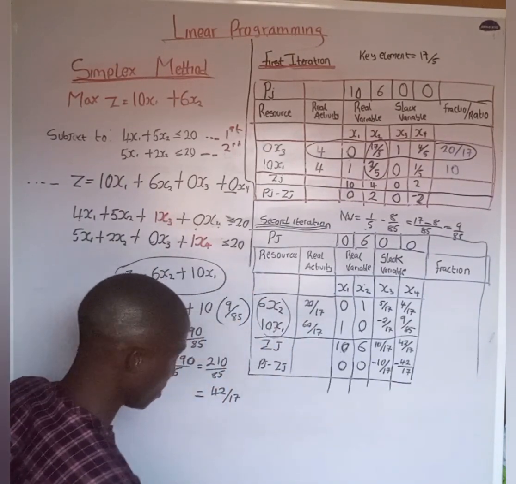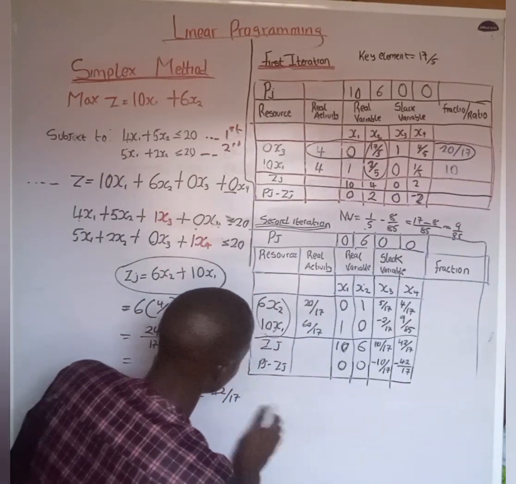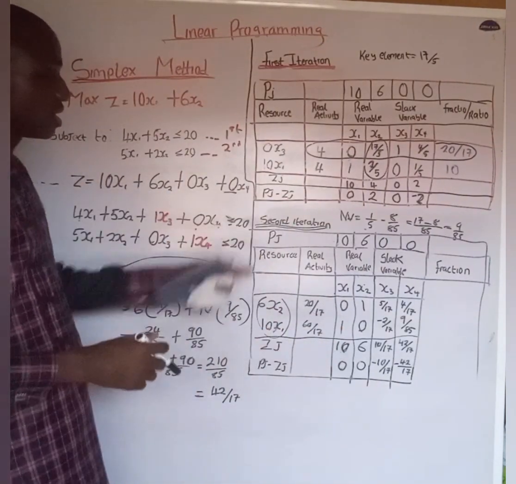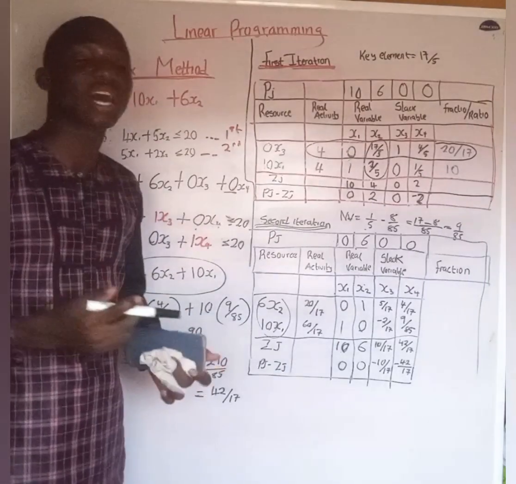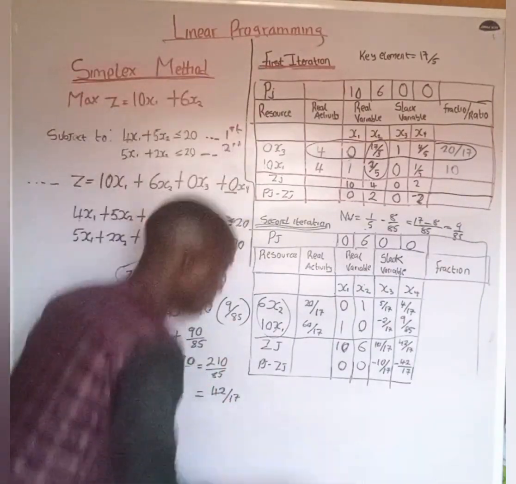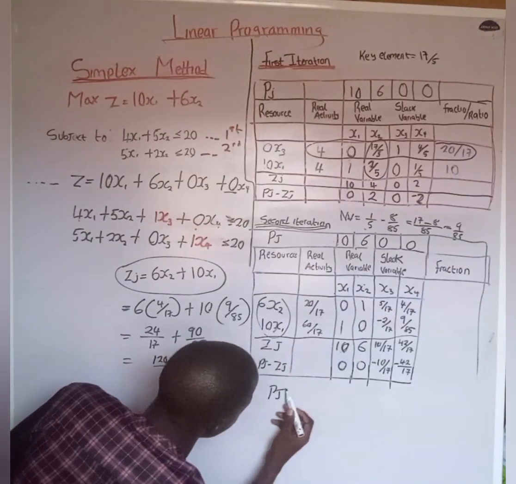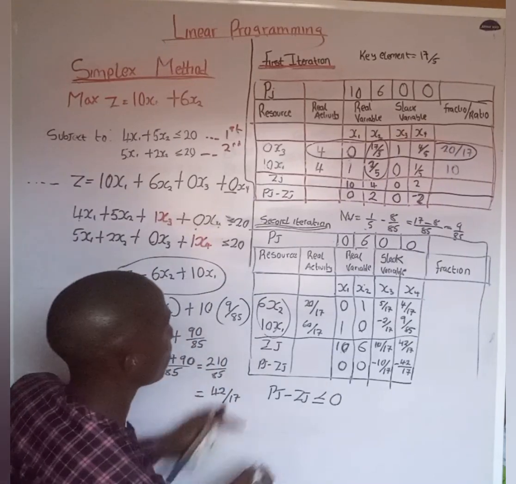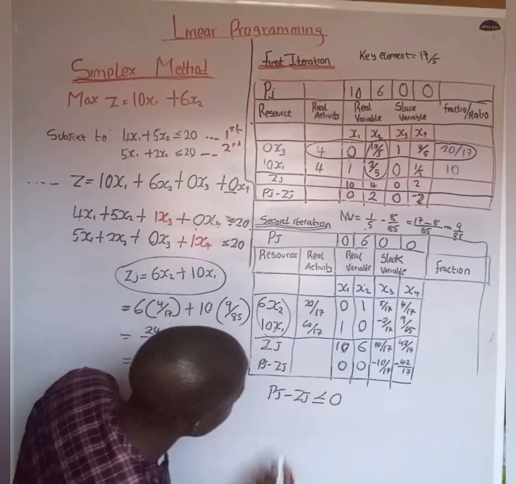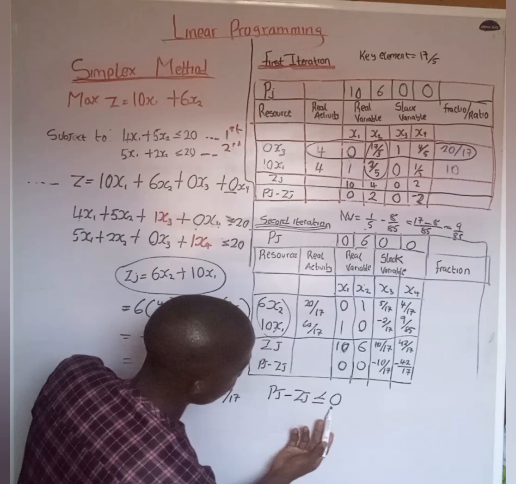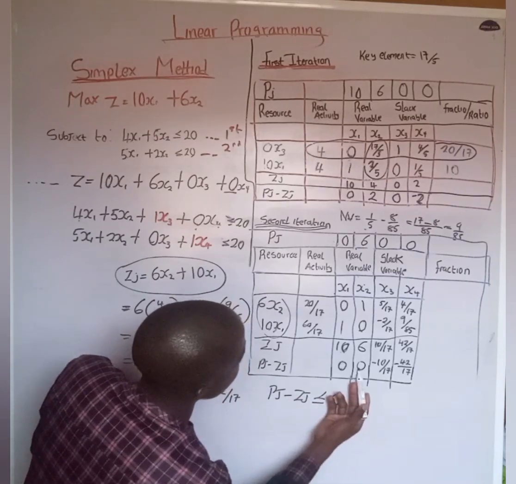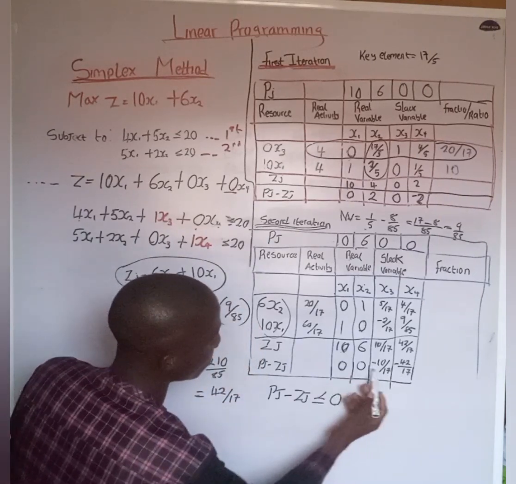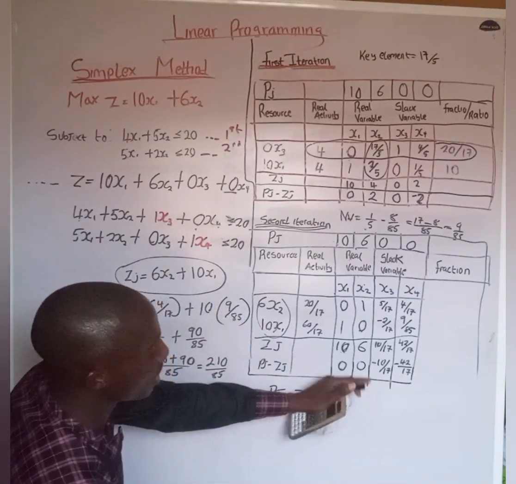Now I told you, when I started calculating the value of zj, that for us to obtain our optimal solution, pj minus zj must be less than or equal to 0. Now we have gotten the value of our pj minus zj. Let's look at the values. 0 is less than or equal to 0. Yes, 0 is part of it. This one also is 0, and this one is negative, this one is negative. Therefore, this is our optimal solution.